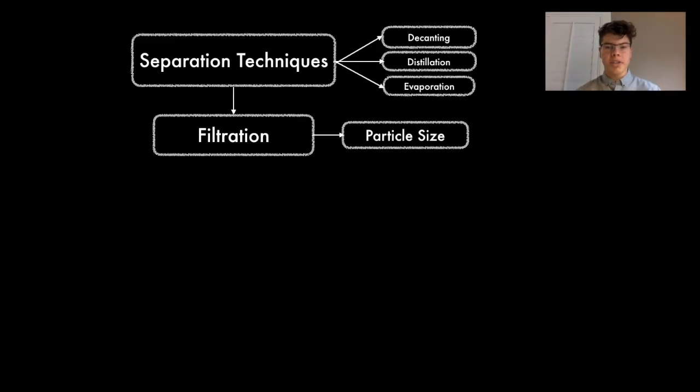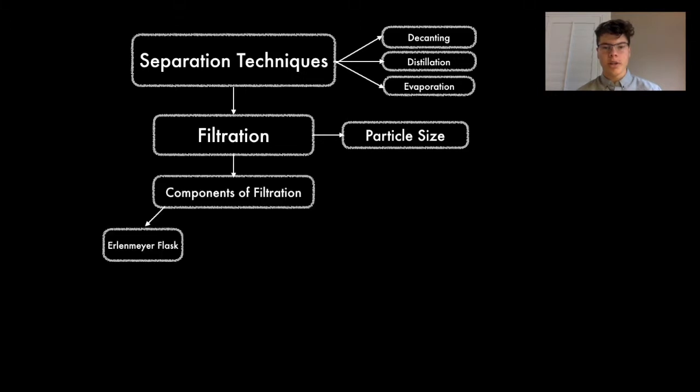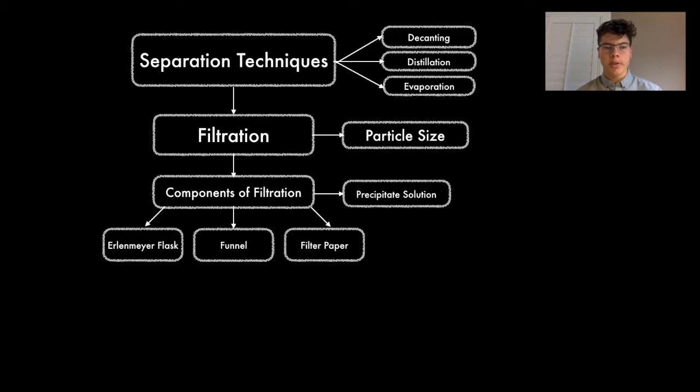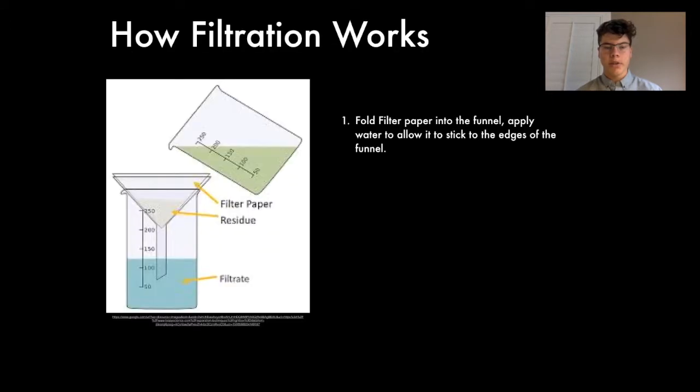Now that you know what filtration is, you should get acquainted with how to do it. There are four main components to filtration: an Erlenmeyer flask or beaker, a funnel, filter paper, and of course a solution of precipitate. First, you're going to want to fold the filter paper into a cone shape and place it into the funnel. Wet the sides with distilled water to ensure it stays in place.